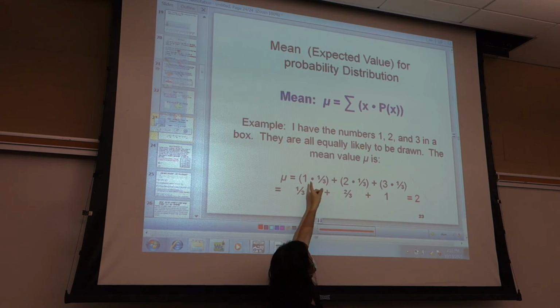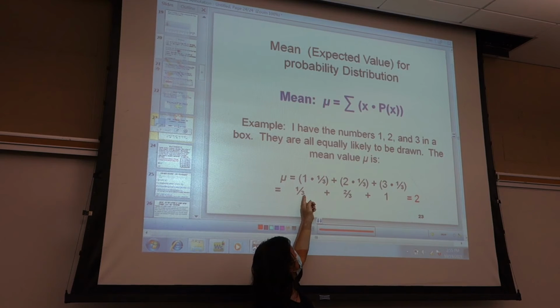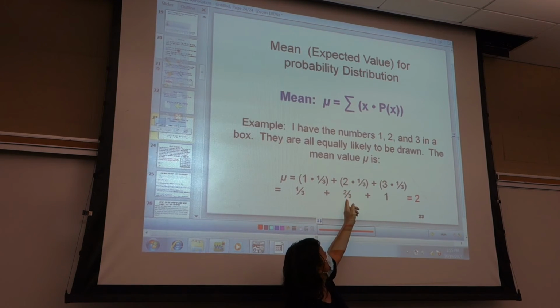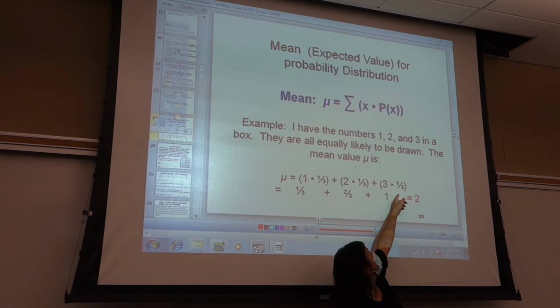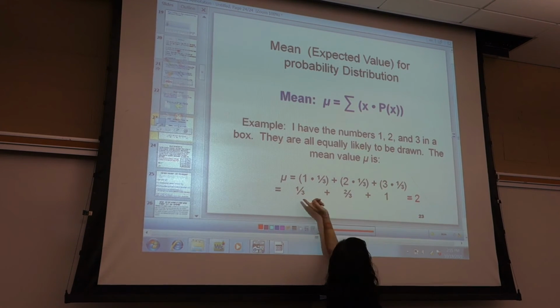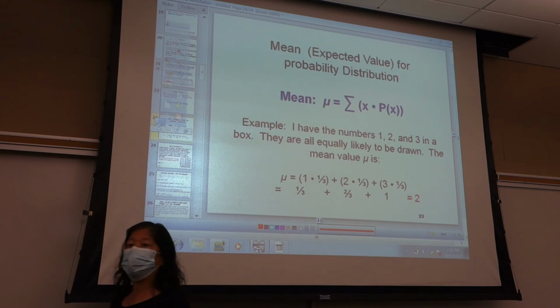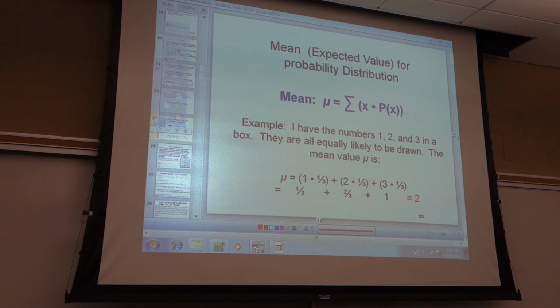This is it mathematically. A third of the time you'll draw 1, so 1 times 1/3. A third of the time you'll draw 2, so 1/3 times 2 is 2/3. A third of the time you'll draw 3, so 3 times a third is 1. If you add all those up, you get an expected value of 2. So that's how you find your mean, also known as your expected value.